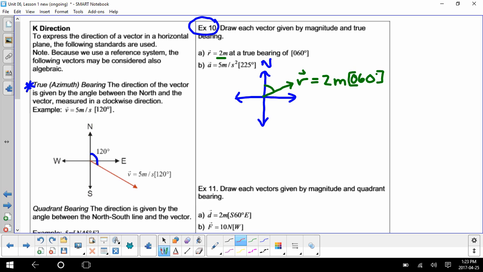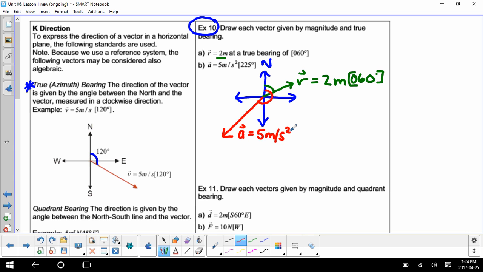If we did the second example, we have vector A is 5 meters per second squared. So the meters per second squared are just the units of this vector. It's at 225 degrees. So we're going to go all the way around to 180, but then not quite all the way up to 270. So we're just going to come about halfway here, and it's going to be 5 units long, and we're going to label it as vector A is 5 meters per second squared.